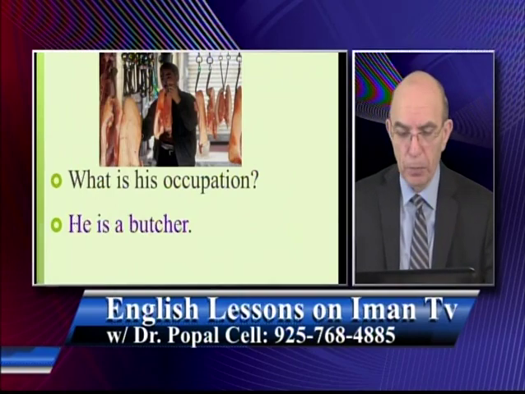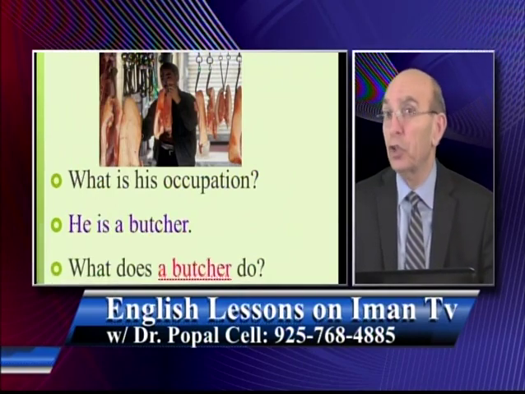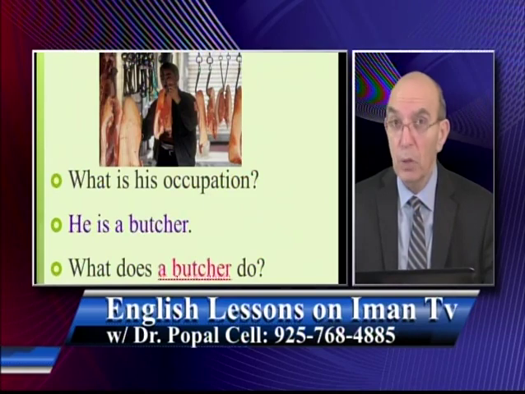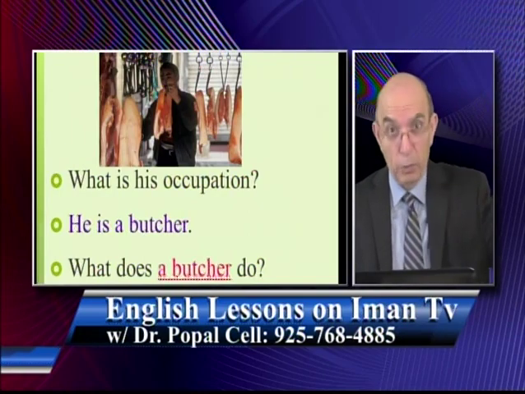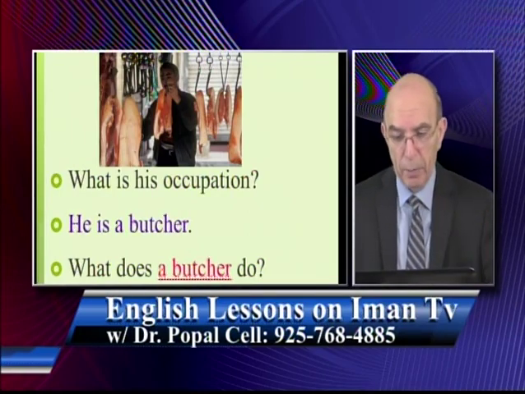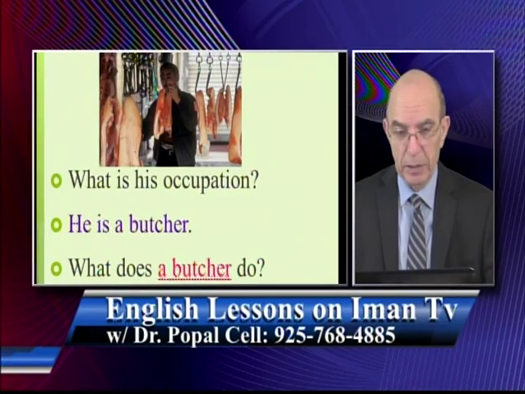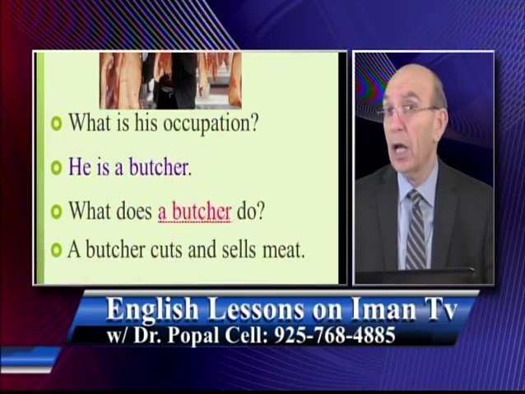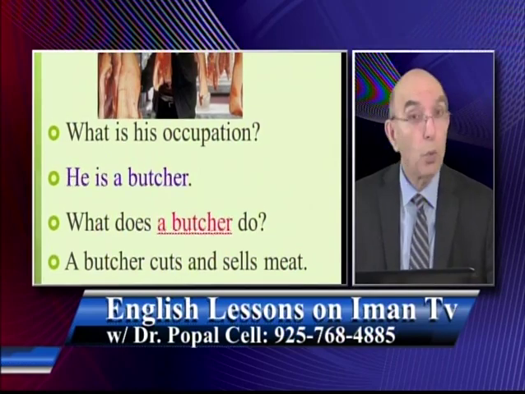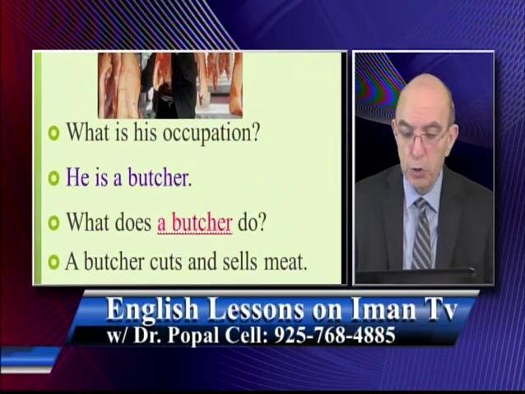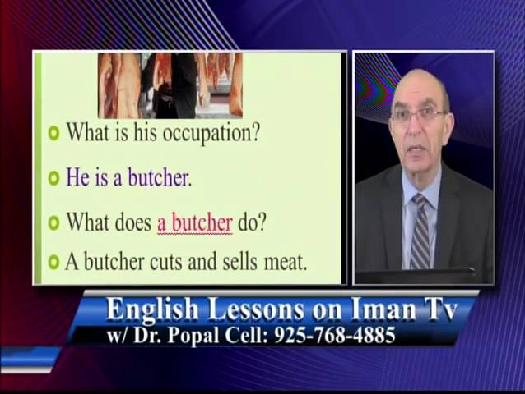He's a butcher. What does a butcher do? A butcher cuts and sells meat. So first, they what? They kill the animal. They slaughter the animal. And then they cut the meat and sell the meat. That kind of a person is called a butcher. He's a butcher. What does a butcher do? A butcher cuts and sells meat.